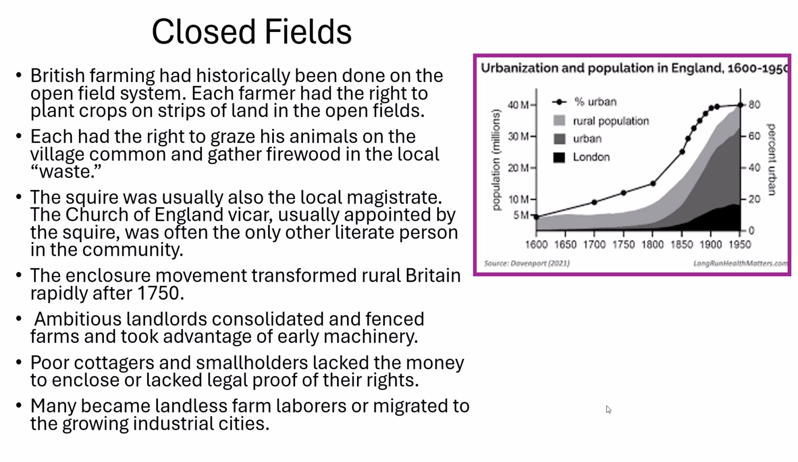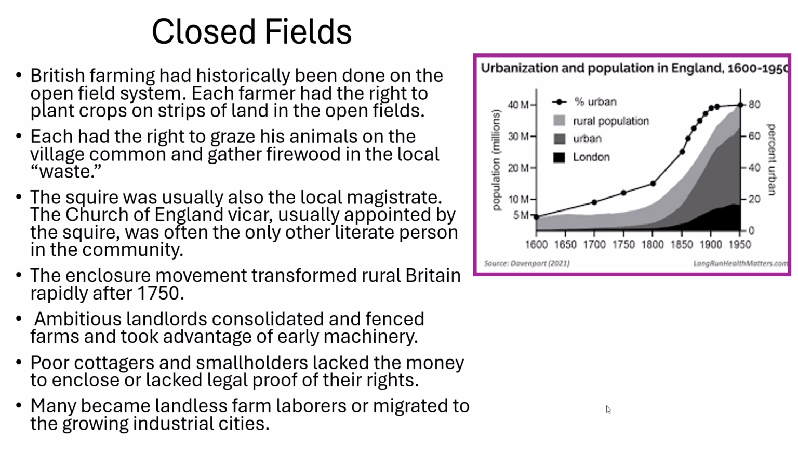Then, in the mid and late 1700s, we have what's called the enclosure movement. Now, yes, our book is set in the 1900s, but you have to understand the history of all the stuff that went before to really have a better idea. Basically, we have ambitious landlords consolidating the land, fencing in farms, taking advantage of early machinery, and we have these poor cottagers and smaller landholders who didn't have the money to enclose the land, or they lacked the legal proof of their rights. So a lot became landless.